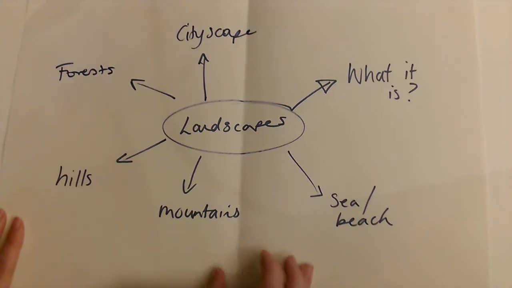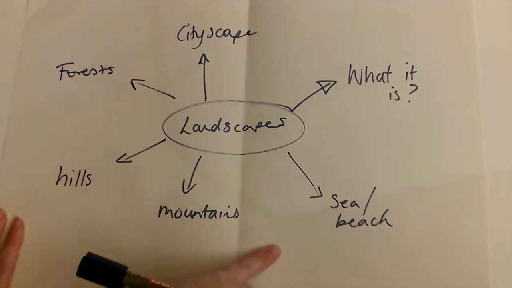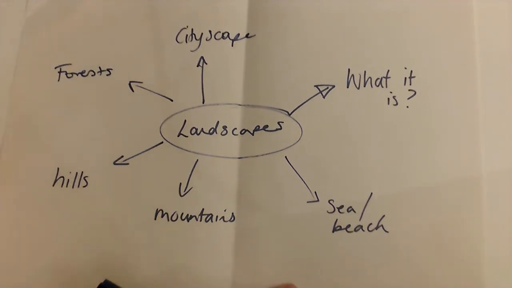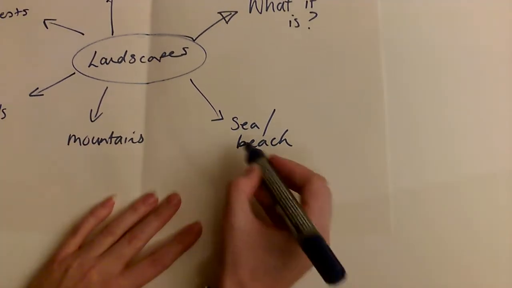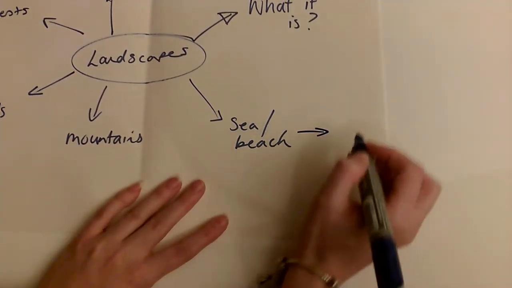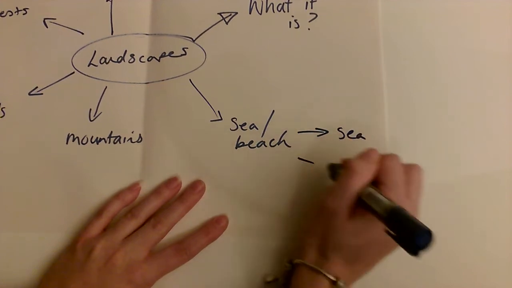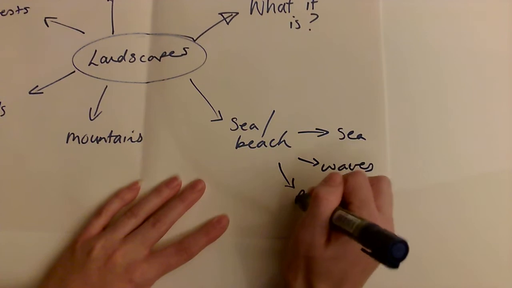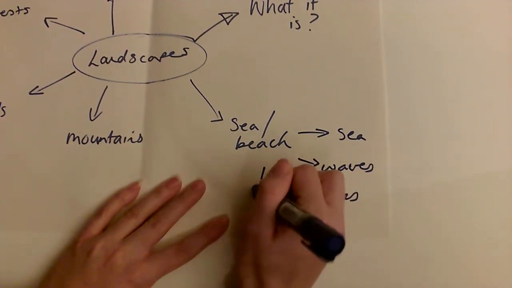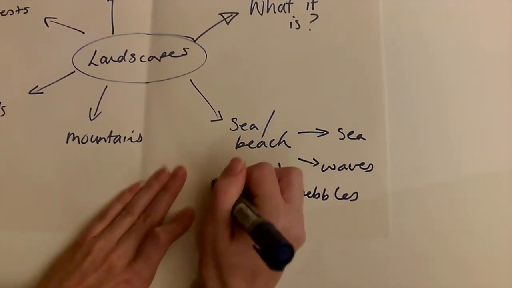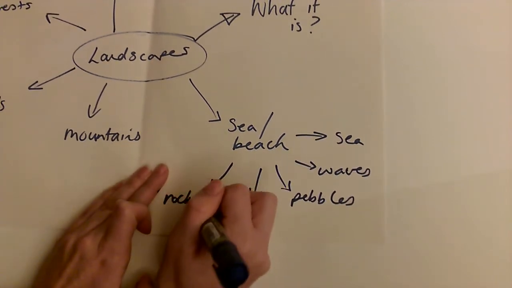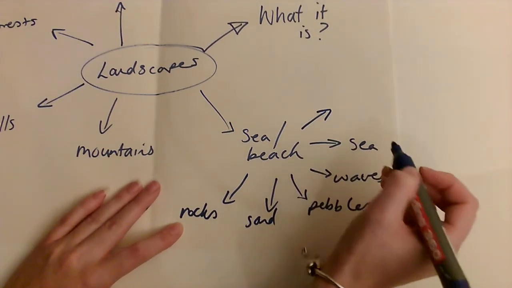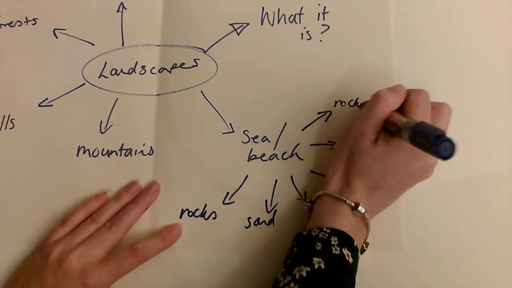Then when you've completed a few themes around the edge, I'd like you to start expanding on the ones you've got. If you've got things here with the sea, beach, try and expand on that. So you've got things like the sea, you've got waves, you've got pebbles, so you get the idea of how we're then expanding on these further.